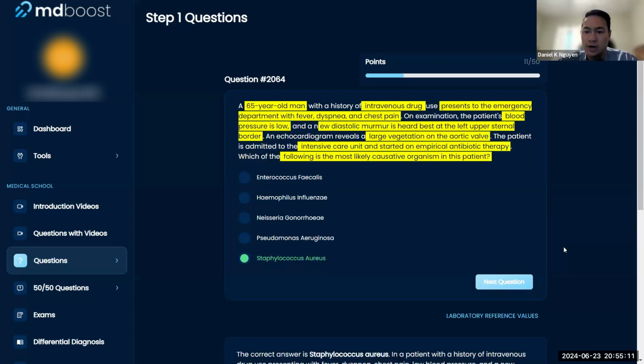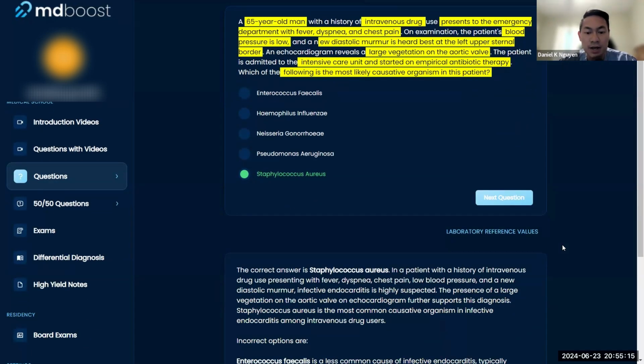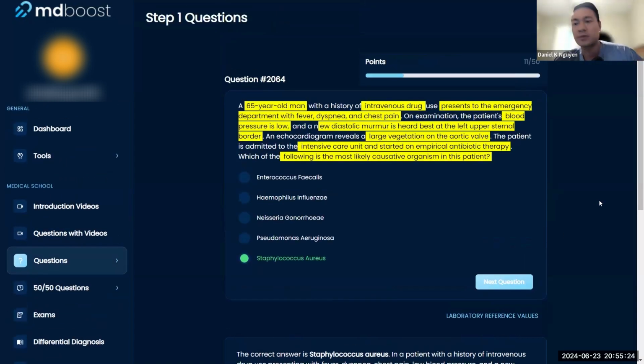Good. Yeah, staph, right? Usually for the most part it's going to be your tricuspid valve, but it can vegetate in other valves too. But yeah, for sure, staph is going to be your most likely. If you think about it, right?